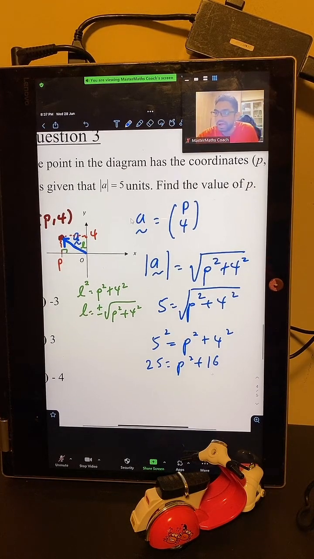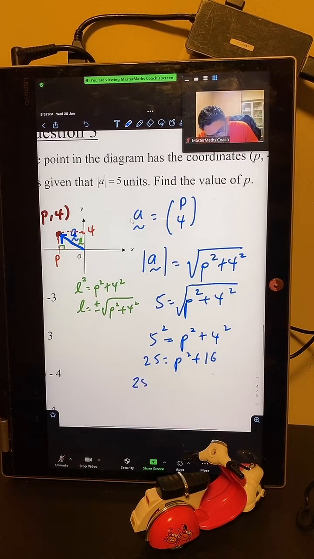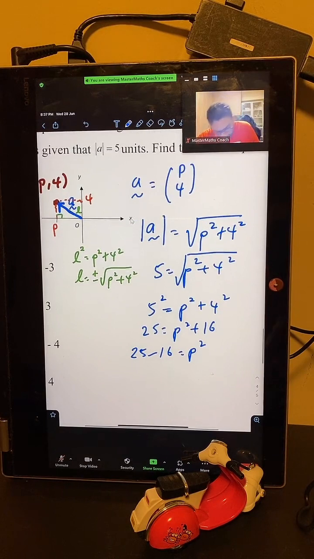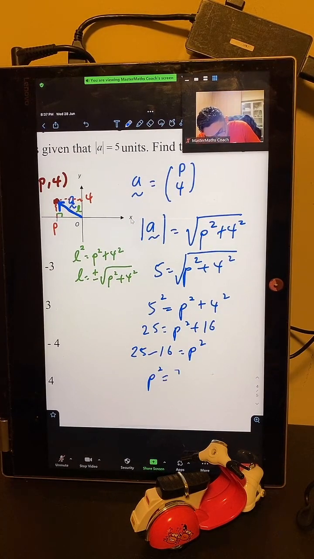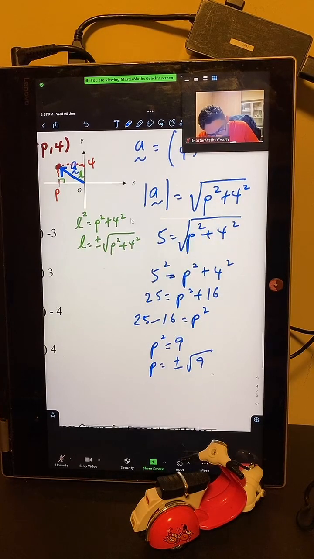Alright, friends. Now, we bring the 16 over. So 25 minus 16 is just P square. P square is just 9. P is just plus minus root 9. P is 3 or negative 3.